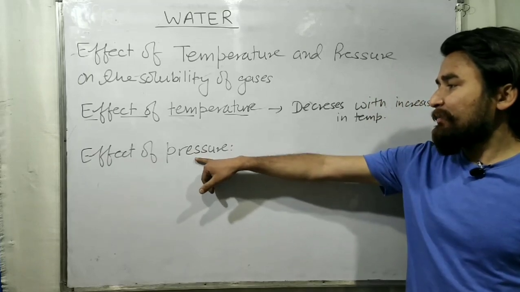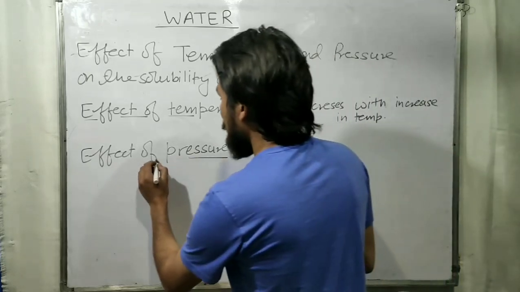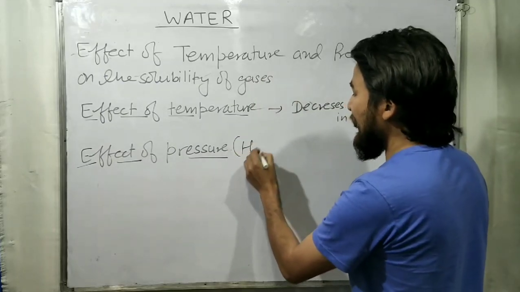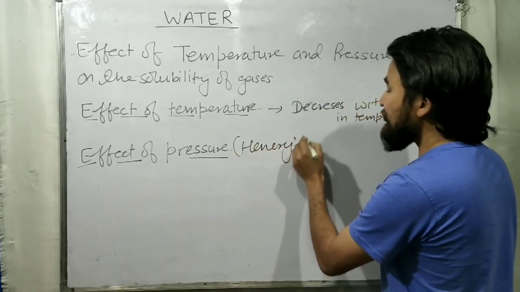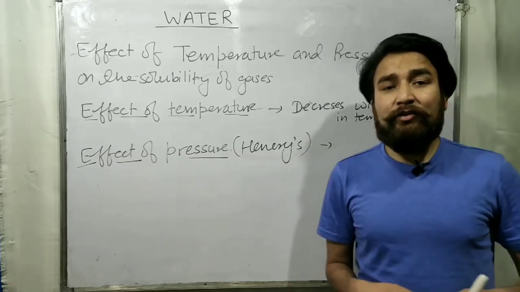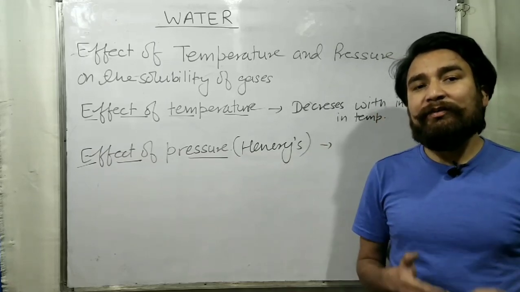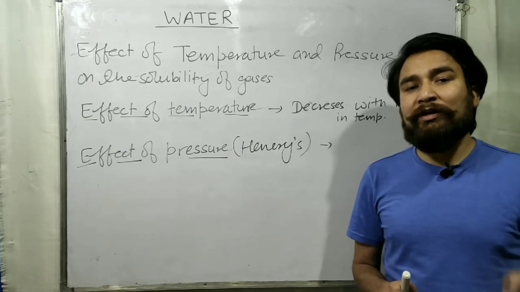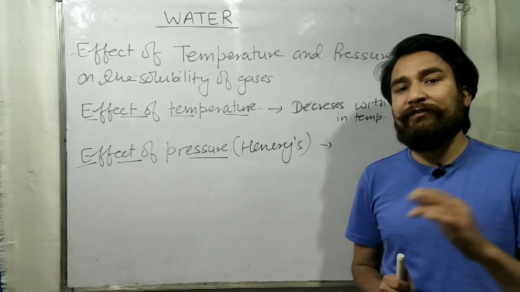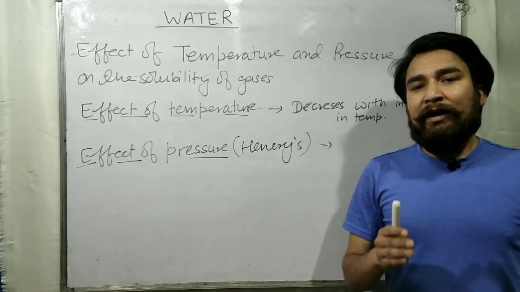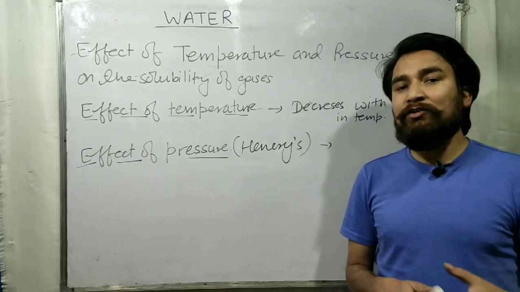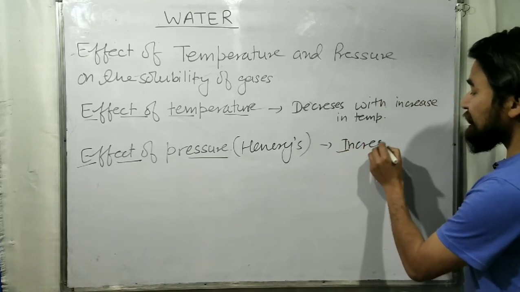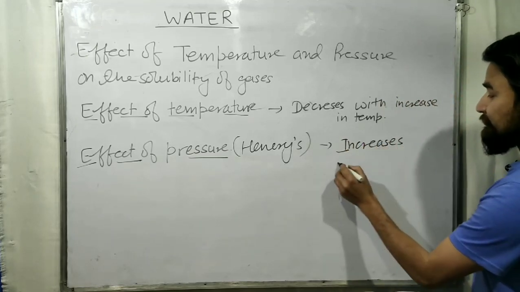Let's see the next topic, that is effect of pressure. So effect of pressure can be explained with the help of Henry's law. So what does Henry's law say? Henry's law says that the solubility of a gas in a liquid is directly proportional to the pressure of the gas on the surface of the liquid. It means higher the pressure, more is the solubility. So you can say the solubility increases with increase in pressure.